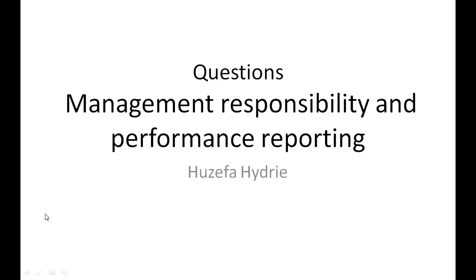The next question we have: a manager in a division has his performance measured on the basis of the amount of the profit the division makes in relation to the capital employed in the division. Which of the following is the manager responsible for? Everyone has done investment center? Yes. That's the correct answer. Investment center is the correct answer.